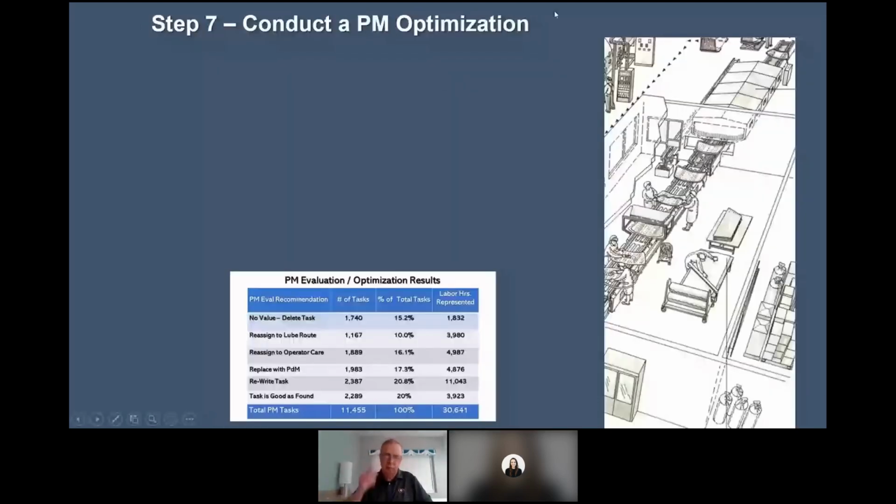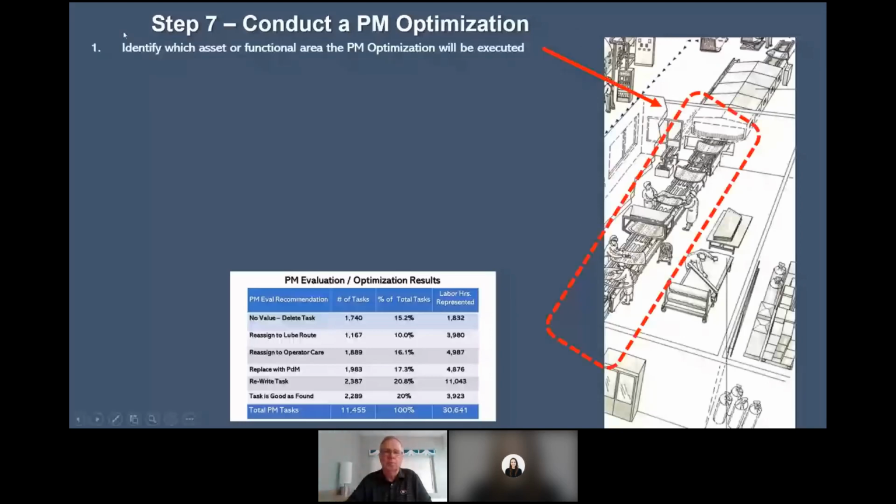Conduct a PM optimization. So I'm going to ask you, how many of you have ever conducted a PM optimization or evaluation? Just give me a yes or no. One says never. Yes. Two ends of the spectrum there. Another no. Yeah, most people have not. It's very simple. It's complex in one way, but it's not complicated.